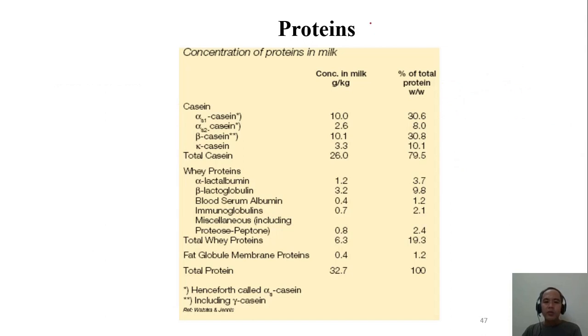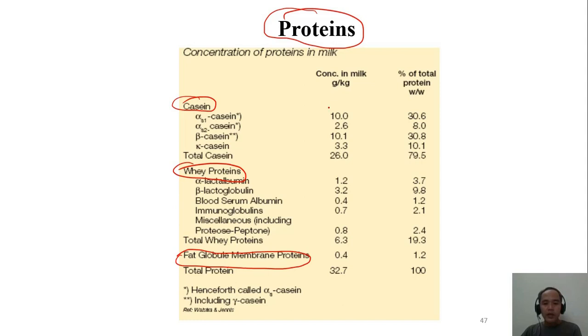Okay. So now we look at the list of proteins again. Proteins in milk, we have three groups: casein, whey proteins, and MFGM proteins. Casein proteins belong to the main group, and they occupy around 80% of total proteins in milk. So casein, 80%. Casein includes alpha-S1, alpha-S2, beta, and kappa. That means there are four different species of casein.